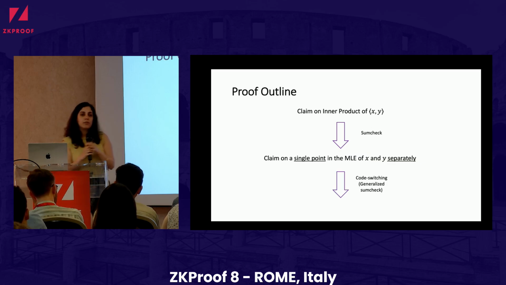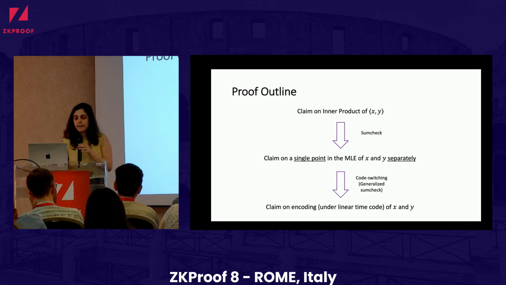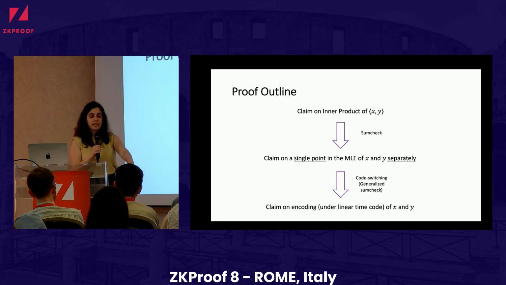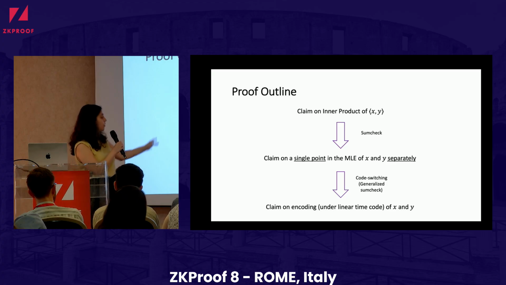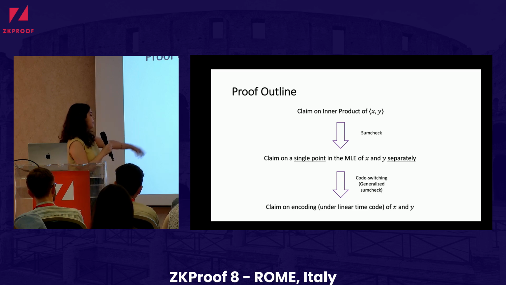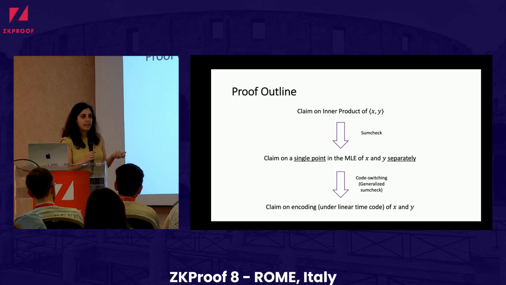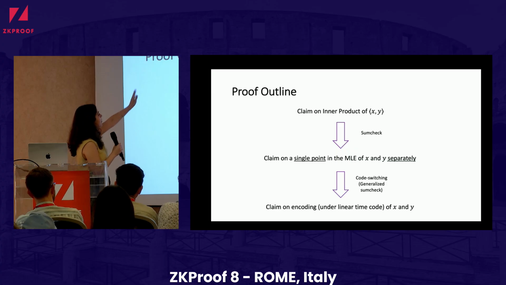And now we do code switching, which is basically generalized sum check. It's sum check with some coefficients. And instead of that, at the end of it, the verifier will check 2 points in the encodings of x and y. Okay, so I said before, we can't really run sum check on these the way we wanted to on these new codes, and now I'm telling you we want to run something even more general than sum check. So what's happening here? Why did we even bother with the first part?